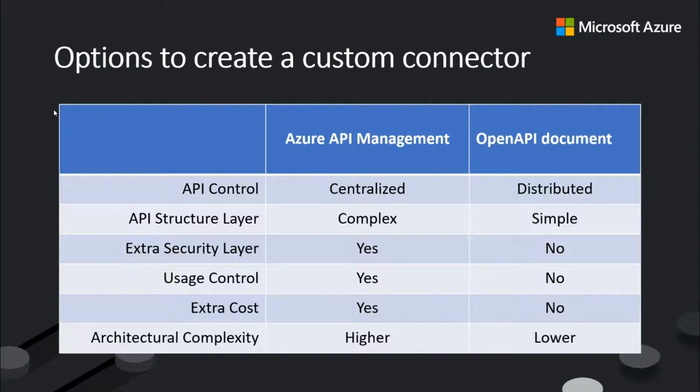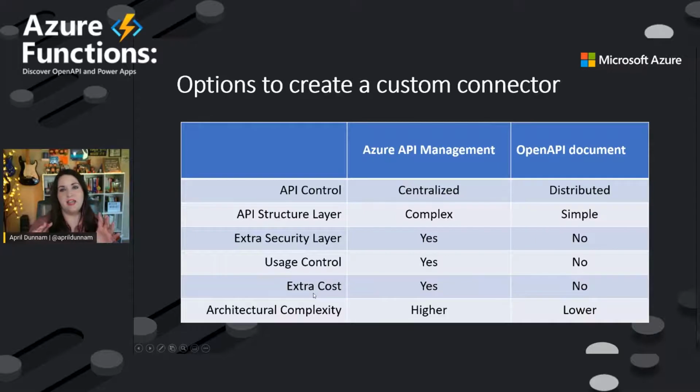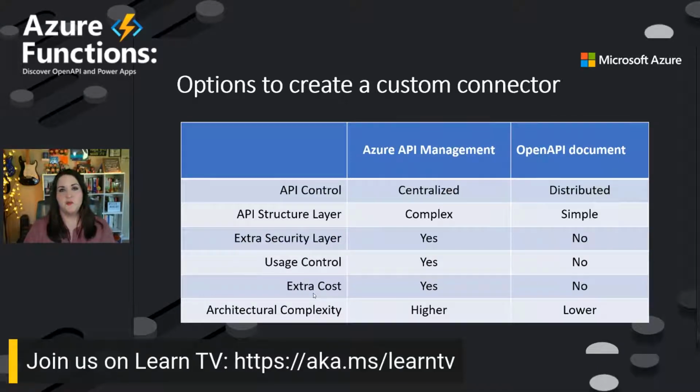So when it comes to API control, obviously Azure API Management is going to be more centralized, whereas an OpenAPI document is distributed. In the structure layer, Azure API Management is going to be more complex, whereas an OpenAPI document is more simple. So when it comes to having a centralized location, extra security layers, extra usage control, and all of that, Azure API Management has a lot of benefits. Of course, being in Azure, it's maybe a little bit of additional cost and additional architectural complexity. So those are the key differences.